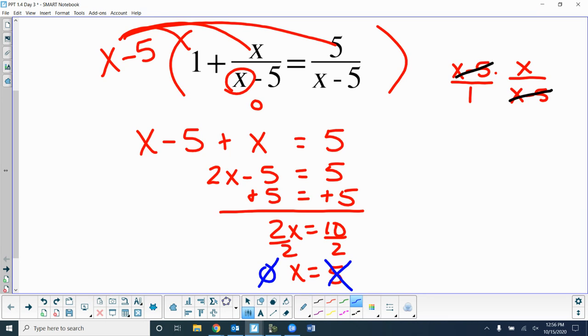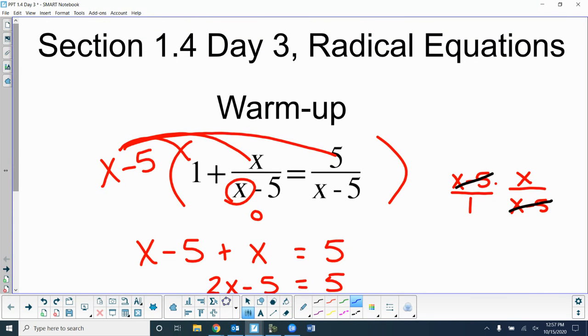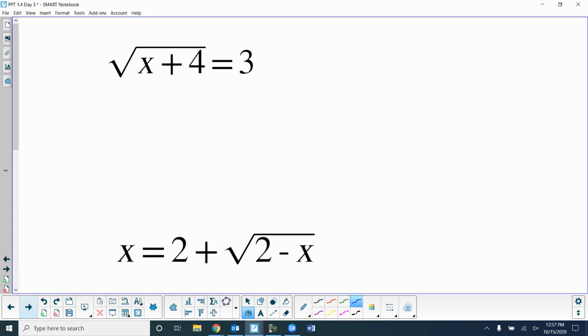So again, those were rational equations. We're looking at 4 types this week. So again, Tuesday was polynomial. Yesterday was rational. Today we call them what? Radical equations. So we got radicals in there, square roots in there. Okay? They look like this.